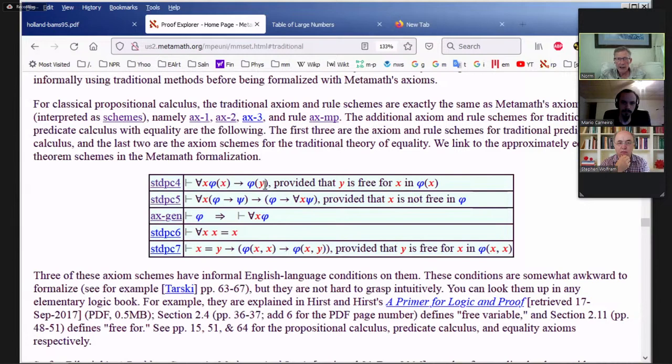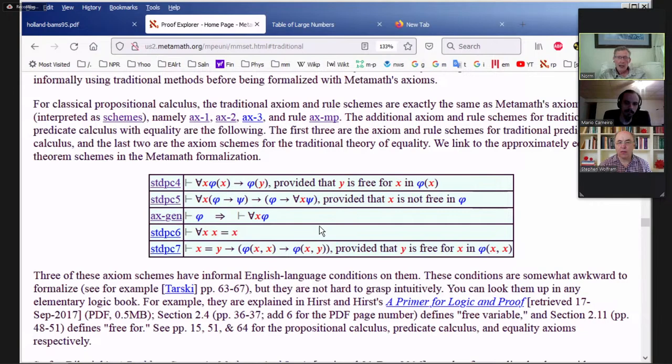In fact, it gets even more complicated if you look at STDPC7 here: X equals Y implies phi of xx, where you have two placeholders, implies phi of xy, provided that y is free for x in phi of xx. Even trying to grasp what that means is confusing, but that's how textbooks teach it.